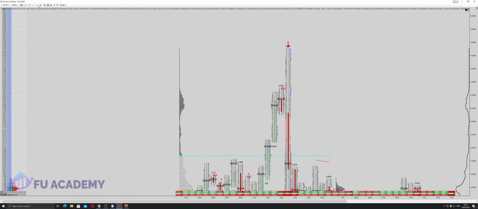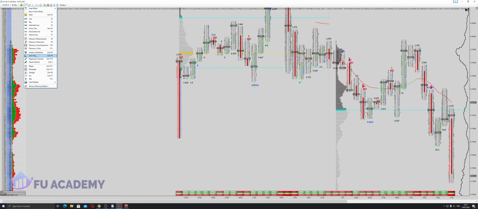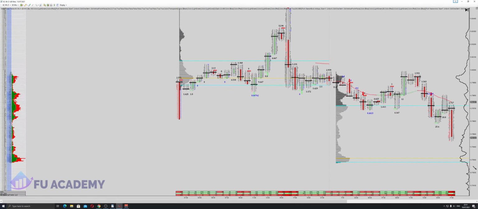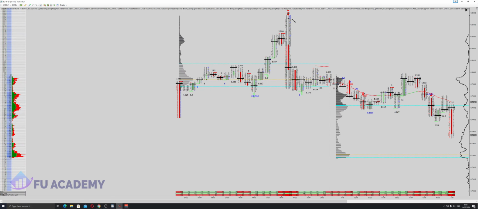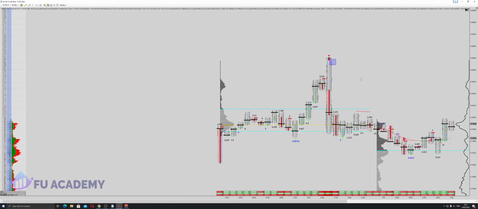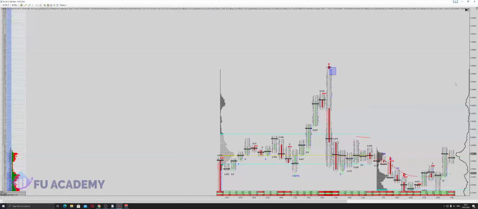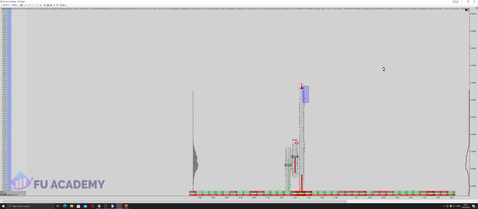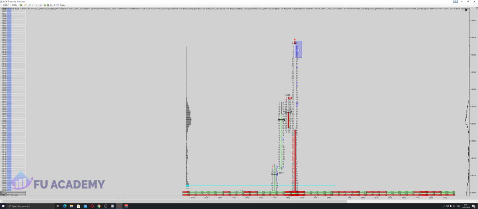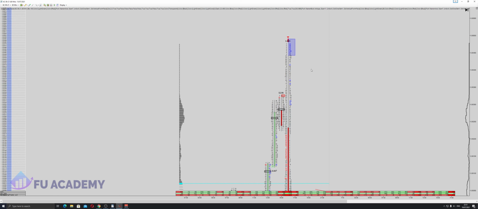I'm not sure why my chart's moving a bit weird right now, but grab my rectangle tool. There we go. So you can see, guys, we have a stacked imbalance. A stacked imbalance is basically multiple imbalances stacked on top of each other, 3 or more. We have that right here. And what is this? This is a buyer's trap.